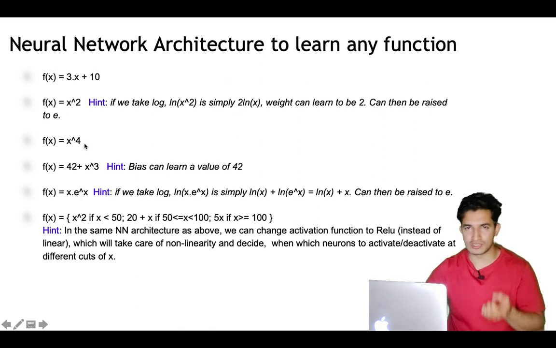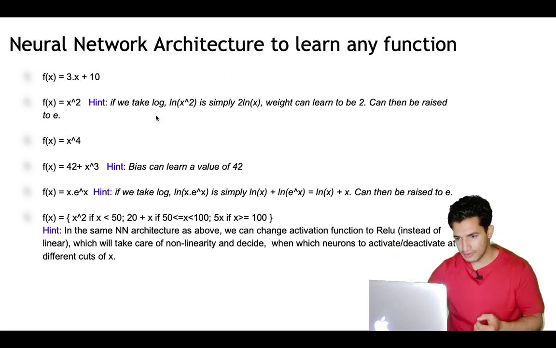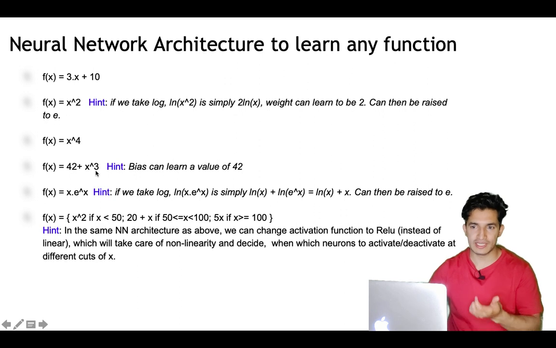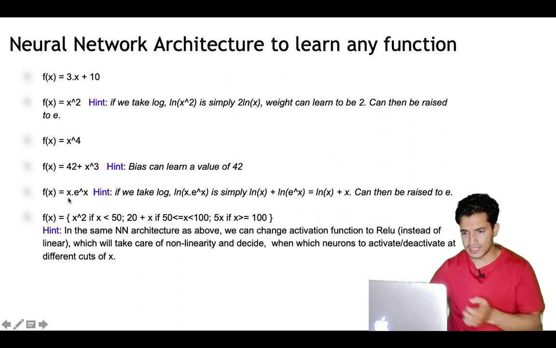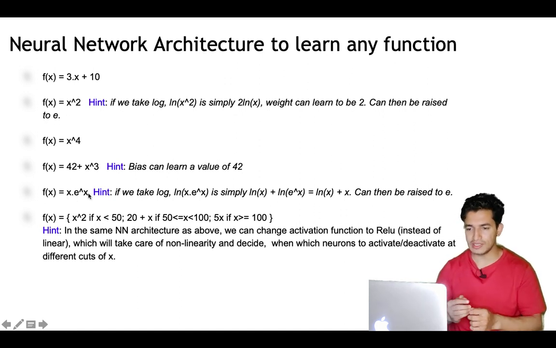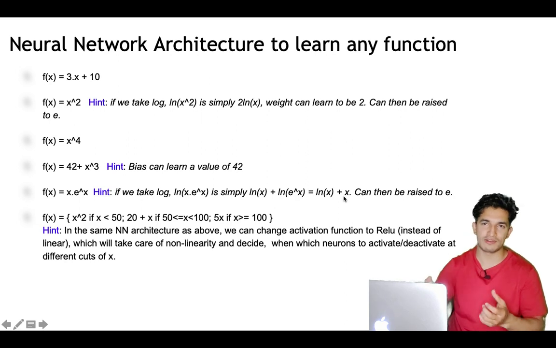For x to the power 4, same thing: we can use the log trick followed by an exponential activation function. For 42 plus x cube, a similar trick can be used, and here the bias term can learn to be close to 42. And for x multiplied by e to the power x, we can again use the log trick. So log of x multiplied by e to the power x can be simplified to log of x plus log of e to the power x, which becomes x only. So log of x plus x, and the neural network will learn.